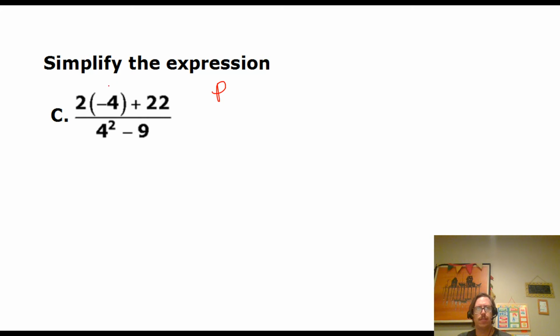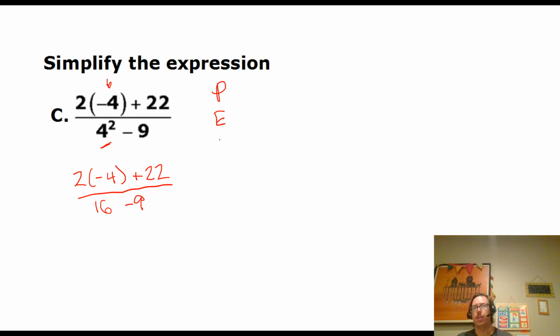And I notice here I've got some parentheses, negative 4s in them. Can I simplify anything in that parentheses? I can't. I can't do anything here. So I'm going to just leave that as it is and move on to exponents. I notice I've got an exponent here. I've got 4 squared. So I'm going to rewrite the whole problem after I've solved that. 2 times negative 4 plus 22 over 4 squared is 16 minus 9.